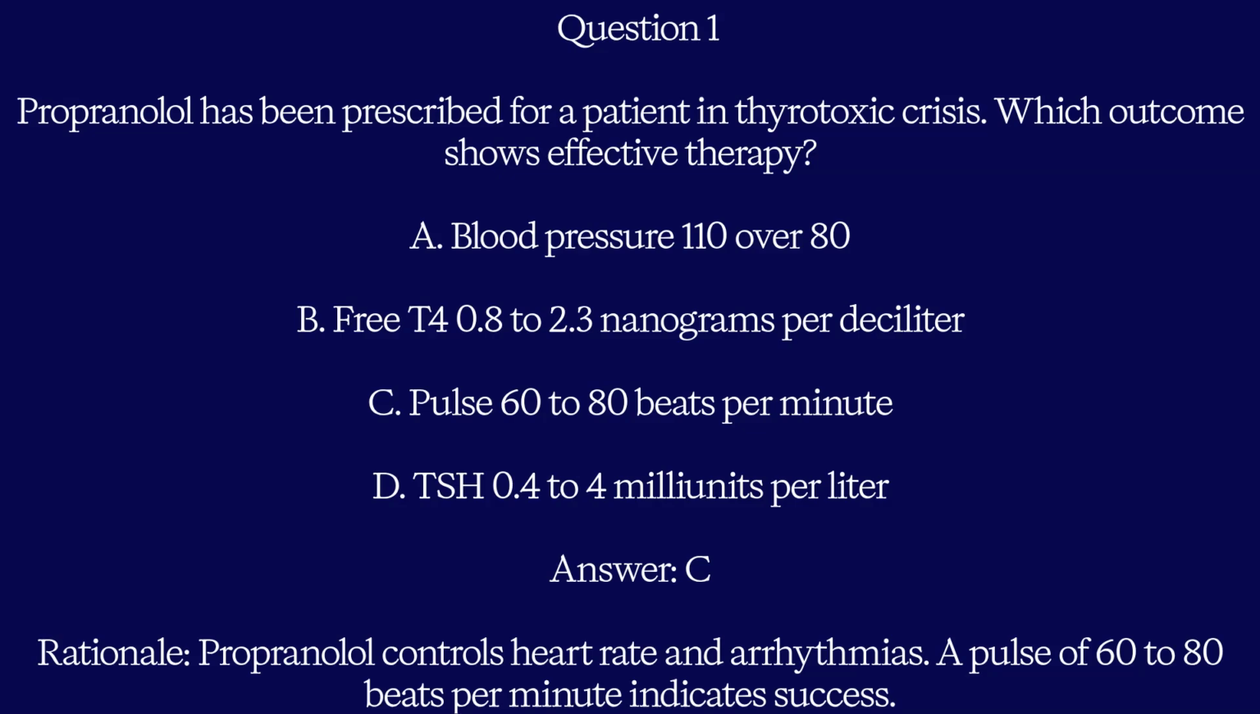A. Blood pressure 110/80. B. Free T4 0.8 to 2.3 nanograms per deciliter. C. Pulse 60 to 80 beats per minute. D. TSH 0.4 to 4 milliunits per liter. The correct answer is C. Rationale: propranolol controls heart rate and arrhythmias. A pulse of 60 to 80 beats per minute indicates success.